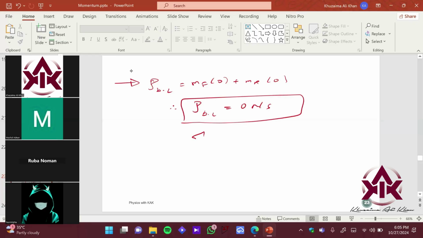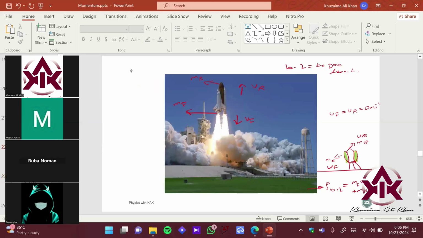Now, using the principle of conservation of momentum, the momentum before launch should always be equal to the momentum after launch. That is, it should be 0 equals 0. You want to make sure that this condition is satisfied. Now, this case is basically after launch, when the rocket is accelerating.